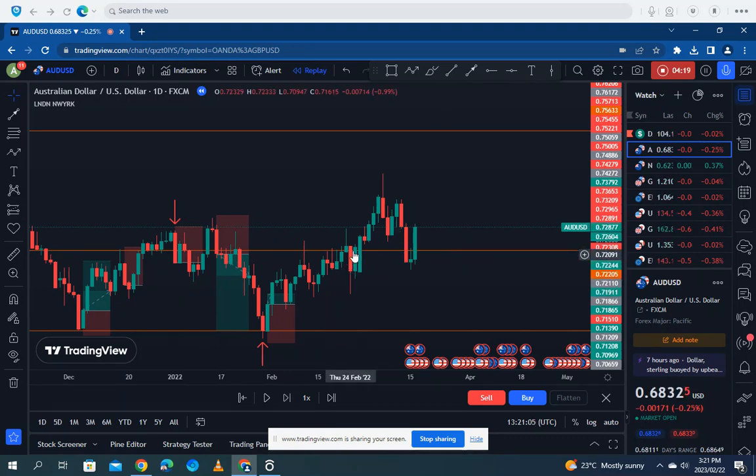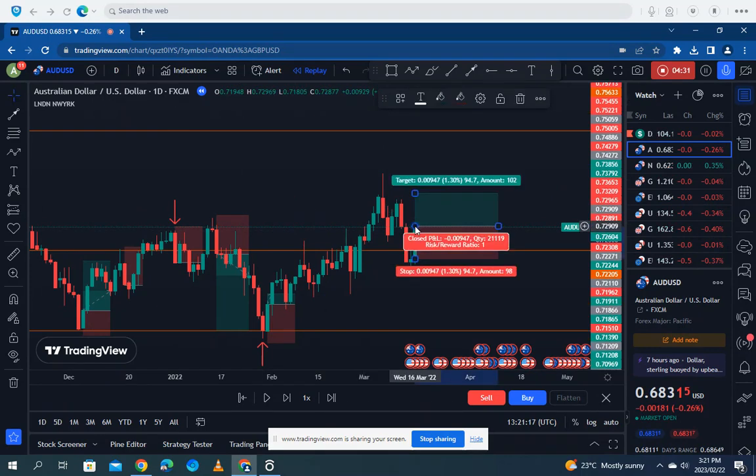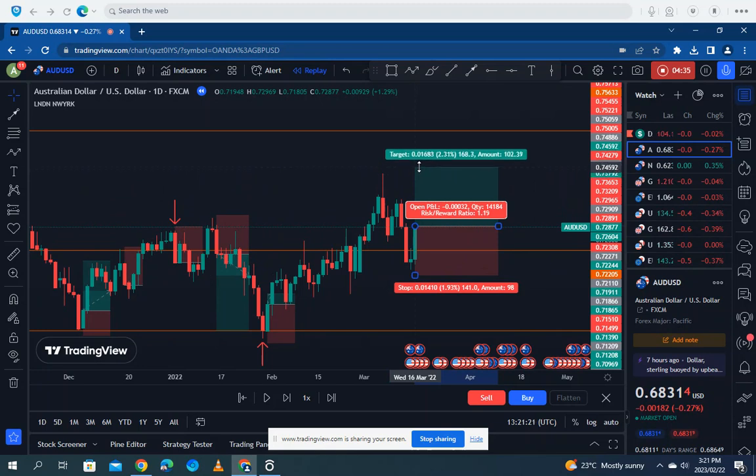I like that because the market came back to retest and immediately we got our bullish behavior right on our key level. So for that reason, I'm going to take that as a 1 to 2 and see if I'm going to hit take profit.